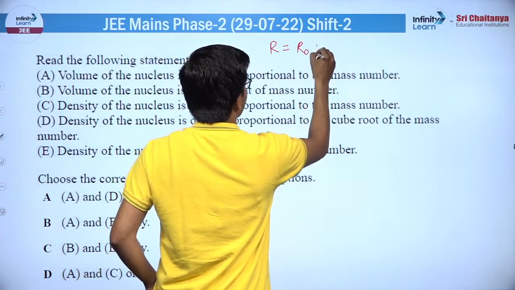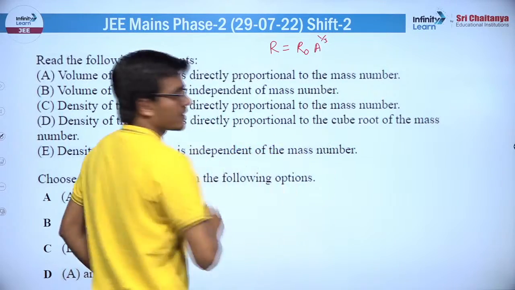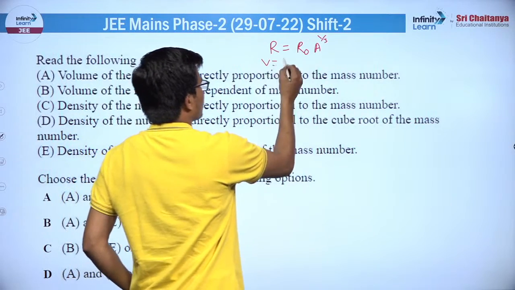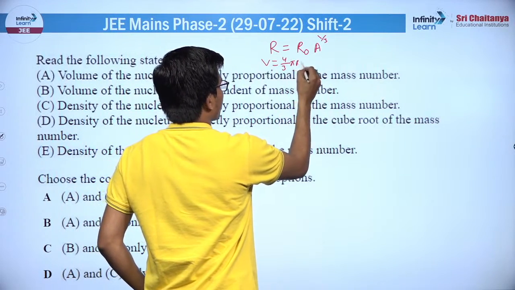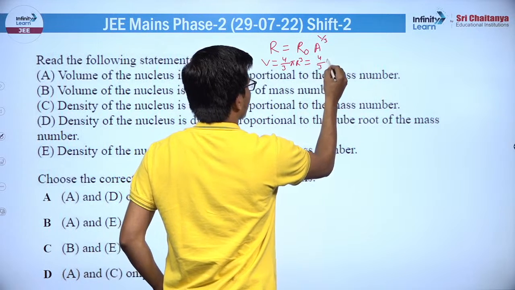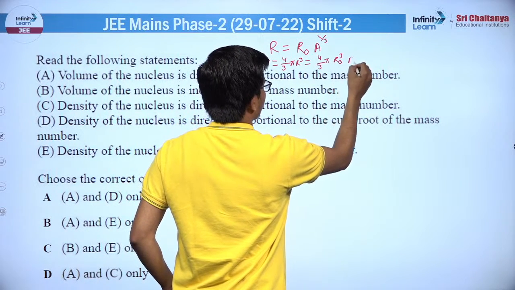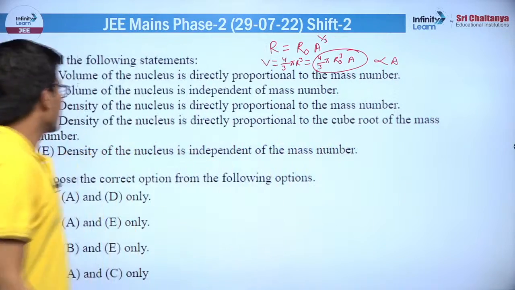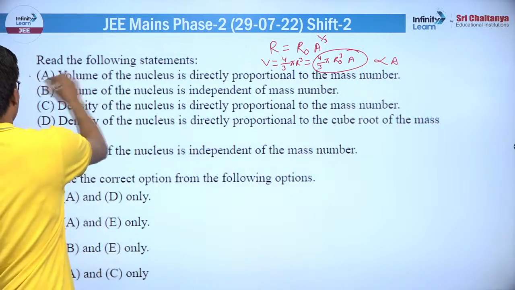The radius of the nucleus is given by R0 A to the power 1 by 3, right? And the nucleus shape is spherical. So the volume you can write as 4 by 3 pi r cube, meaning 4 by 3 pi R0 cube into A. So you can see here volume is proportional to the mass number, right? So the volume of the nucleus is directly proportional to the mass number.